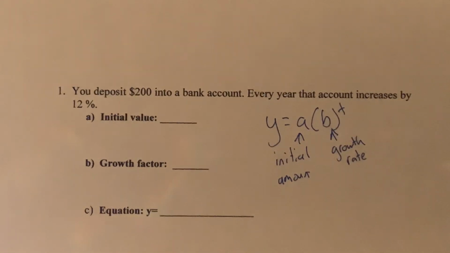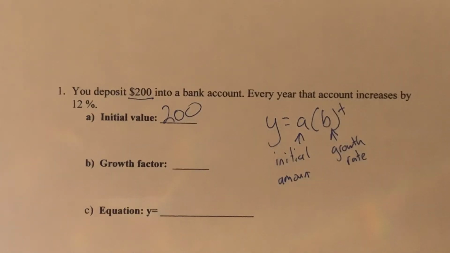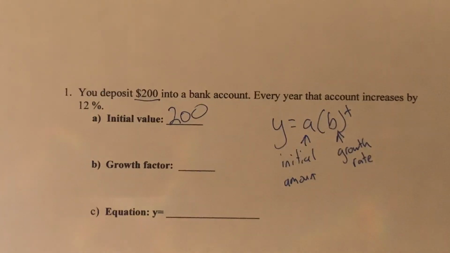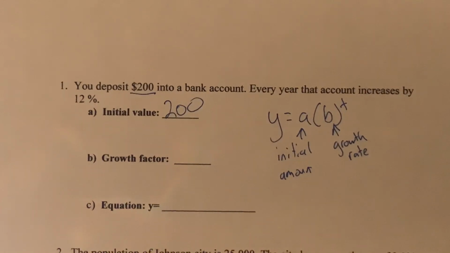Okay, so the initial amount is how much he started with in his account, 200. The growth factor is how much it's increasing every year. So 200, 12% of 200.